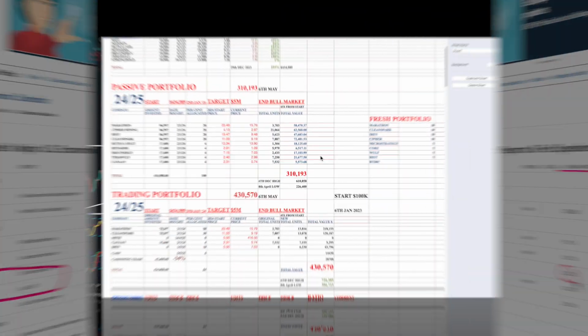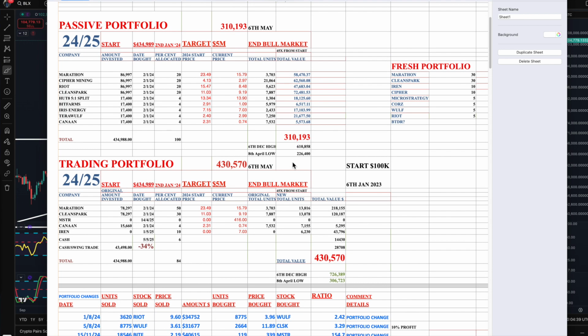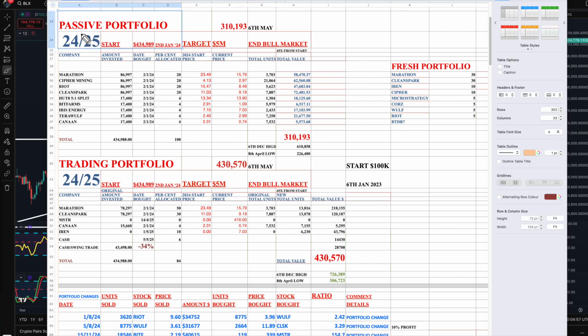And those of you who are interested in our portfolios that we run on the private member section, this is where we are with the current state of play. We have two portfolios running. They both started at 100,000. The passive portfolio currently is at 310,000, and the trading portfolio is currently running at 430,000.